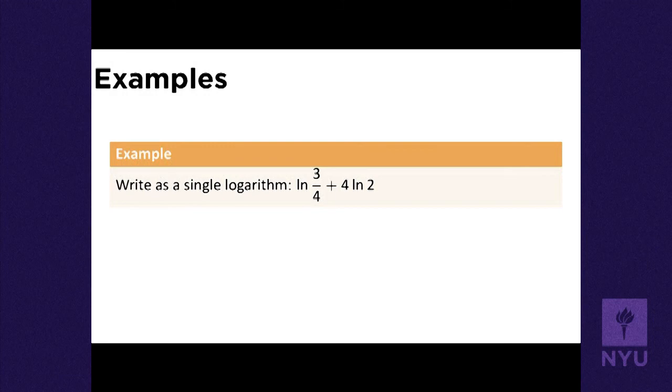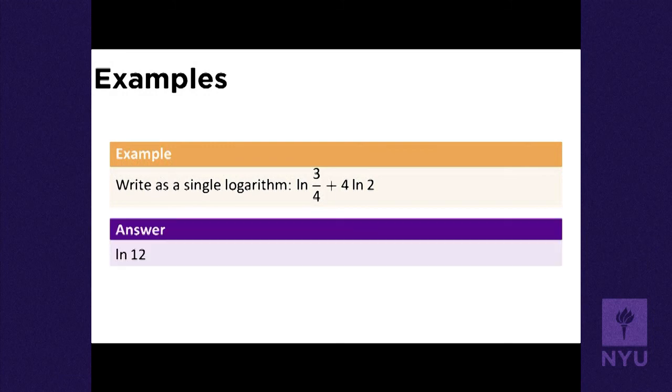So how do we get natural log of 12? Well, this is the natural log of 3 minus the natural log of 4. The natural log of 4 can be written as the natural log of 2 squared. So that would be 2 times the natural log of 2. And then we have 4 times the natural log of 2. So you get the natural log of 3 plus 2 times the natural log of 2, which is the natural log of 3 times 4. So that's natural log of 12.